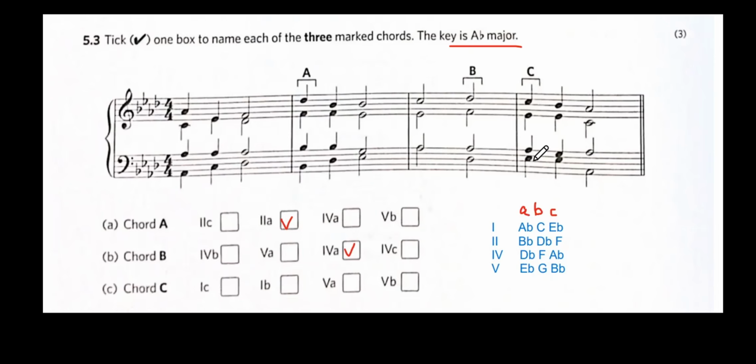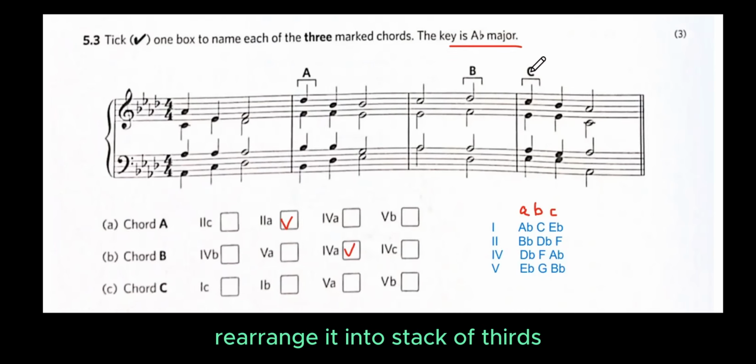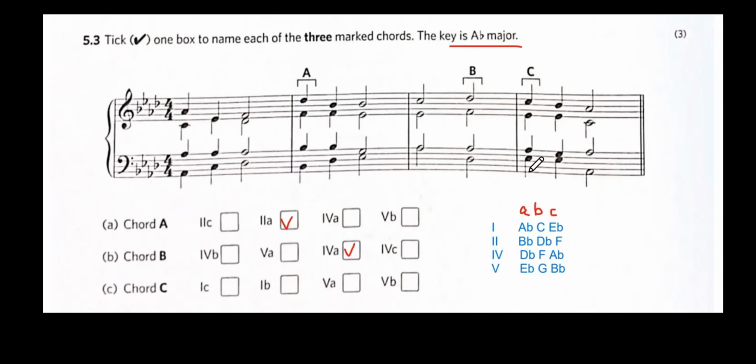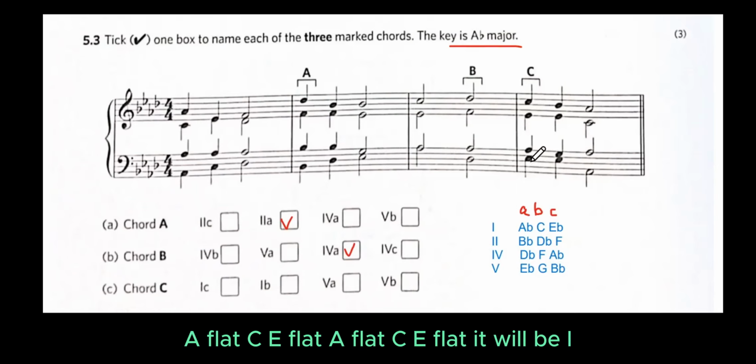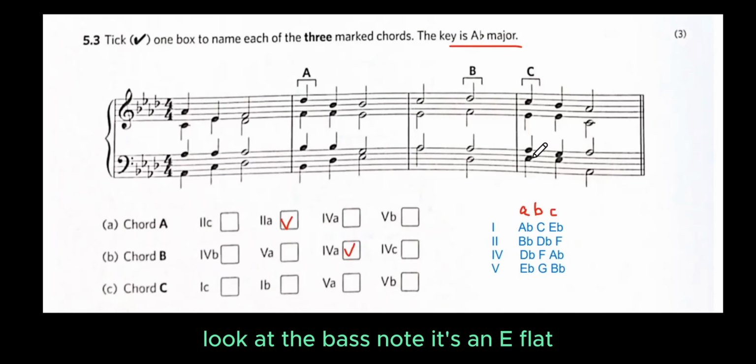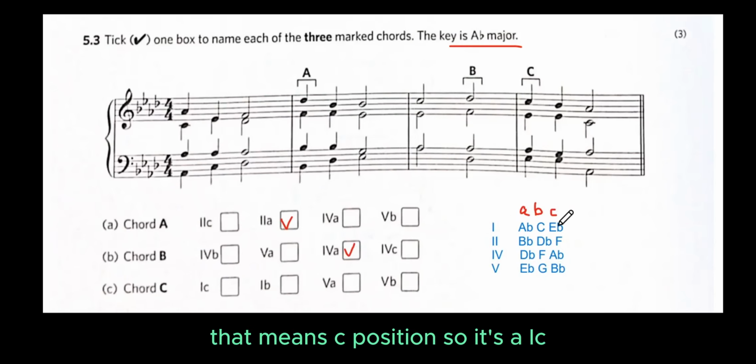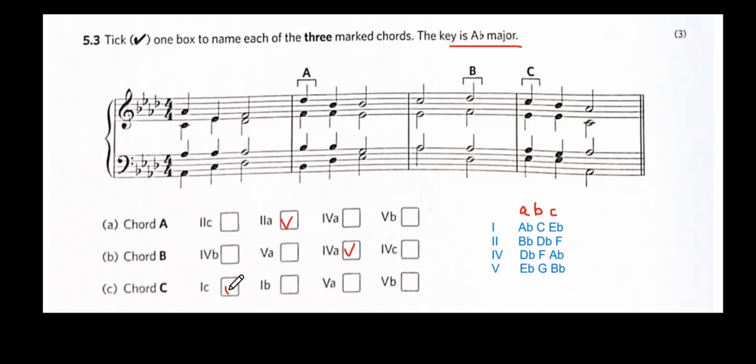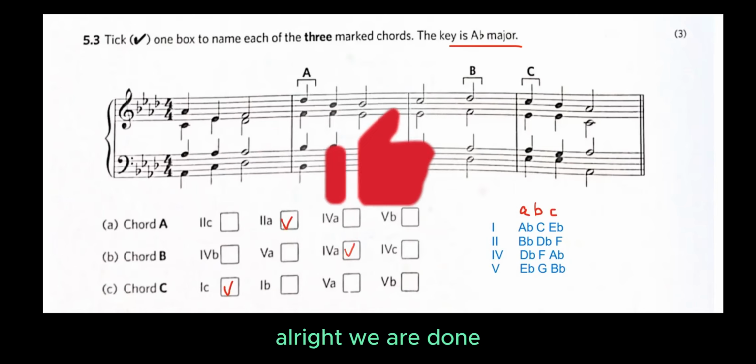Letter C, E flat, A flat, E flat, C. Rearrange it into stack of thirds, A flat, C, E flat. A flat, C, E flat. It will be 1. Look at the bass note. It's an E flat. That means C position. So it's a 1C. All right, we are done.